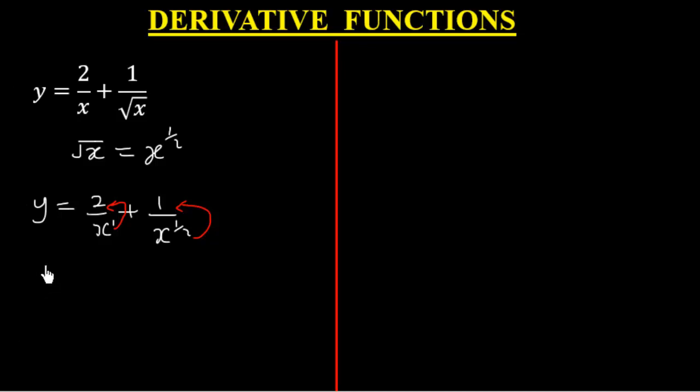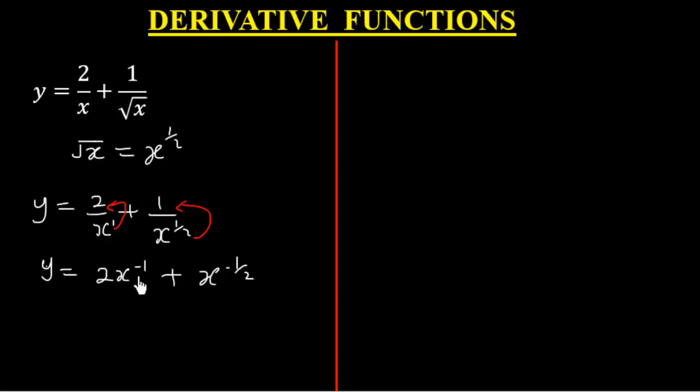So the function is y equals 2x to the power negative 1 plus x to the power negative half. Now you may ask, why didn't I multiply 1 by x to the power negative half? Now 1 is a multiplicative identity. It means any number multiplied by 1 is the number itself. It will never change it. So that is it. Now we can go ahead to differentiate.